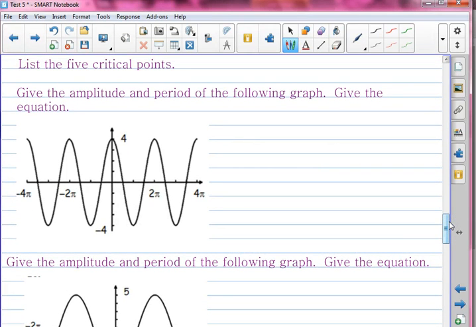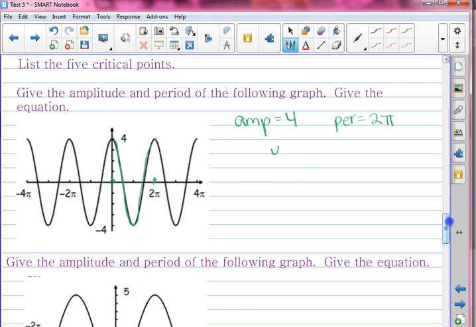All right, I want you to give the amplitude and period of the following graph. So a cosine graph starts up, goes down, and back up. So mine starts here and ends here. It goes up, down, and back up. That's one period. So my period is 2 pi. My amplitude is 4, because I look at my y-axis and I see 4.